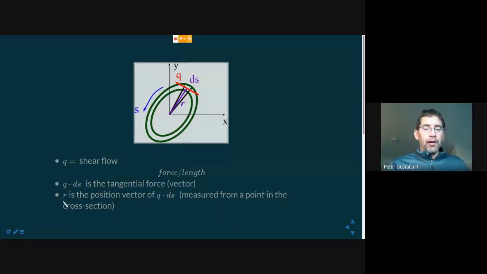Of course, in this context here, we're going to call R the position vector of the differential force. And again, it's measured from a point in the cross section. Really, it's measured from the center of twist. For our current purposes, it turns out that it is not going to be of great concern that we know where that center of twist is at any given moment. I'll tell you why in a few minutes.